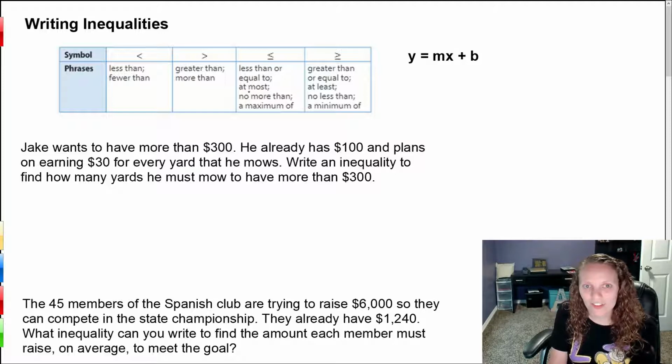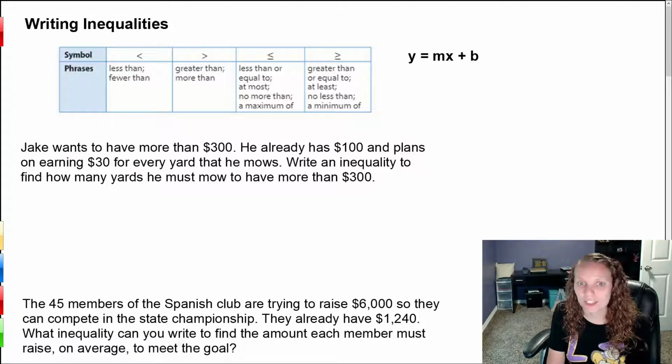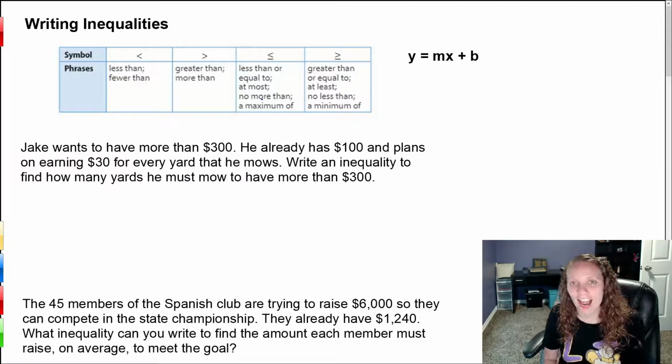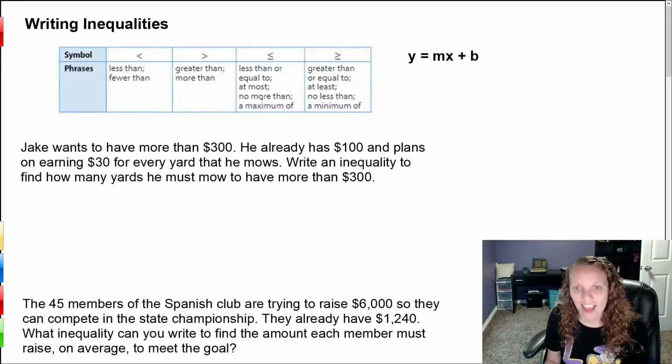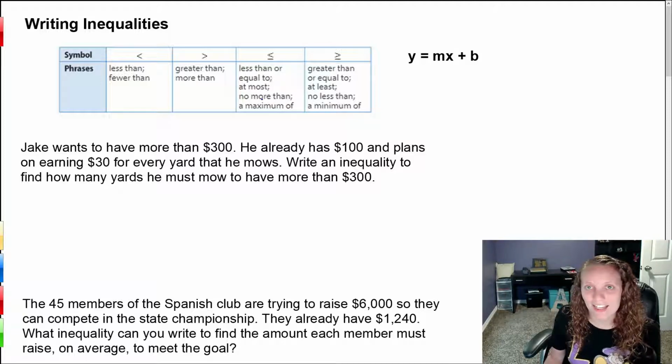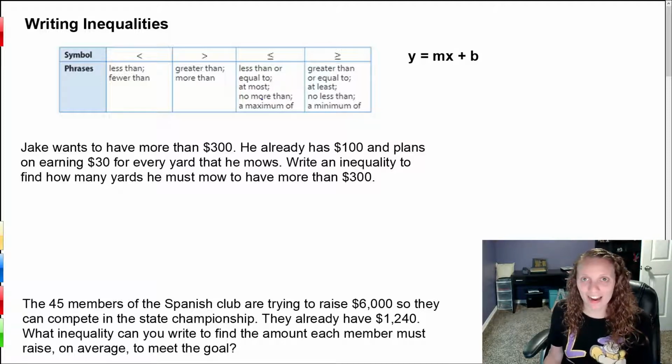The less than or equal to also has keywords like at most, no more than, or a maximum of. So if I were to say I have at most $5 in my pocket, that means I have $5 or less. If I said that I have no less than 3 cats, that means I have greater than or equal to 3 cats.